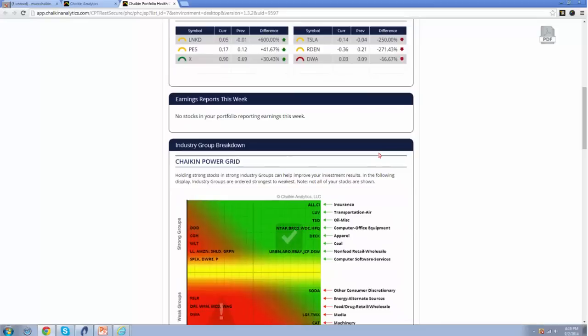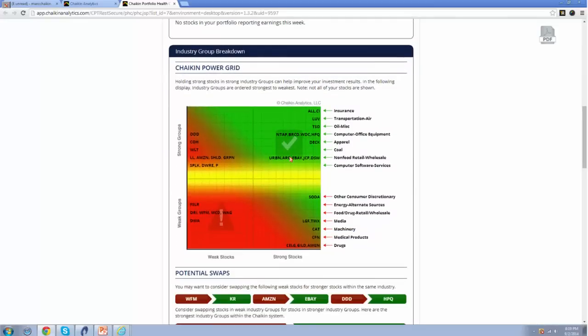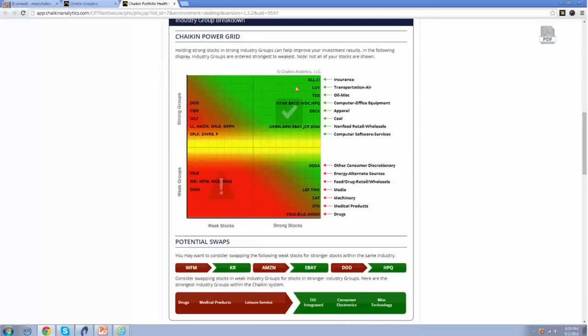And then we have this power grid, which arrays all the stocks in that group based on the power gauge. So upper right, strong stocks and strong industry groups. You see a lot of the stocks we've talked about: Lowe's, NTAP, Aeropostale. And then you want to avoid the bottom left, weak stocks and weak industry groups. So DreamWorks, Whole Foods, McDonald's.